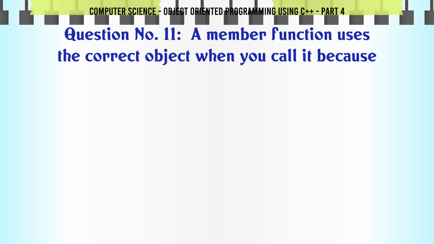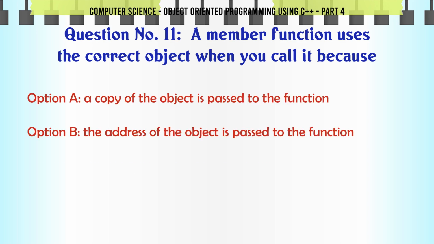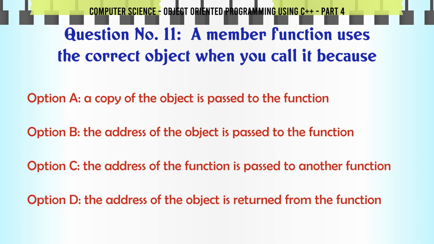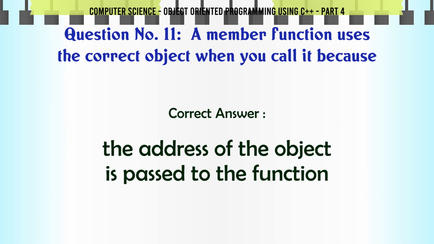A member function uses the correct object when you call it because: a) a copy of the object is passed to the function, b) the address of the object is passed to the function, c) the address of the function is passed to another function, d) the address of the object is returned from the function. The correct answer is the address of the object is passed to the function.